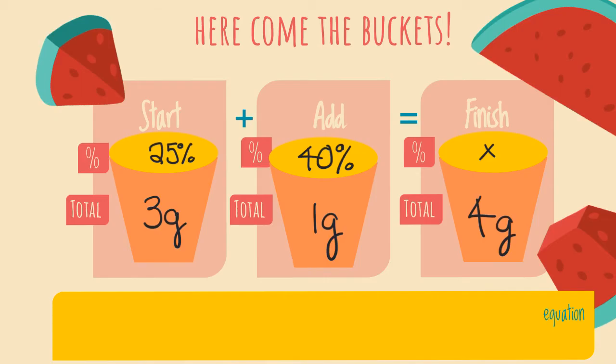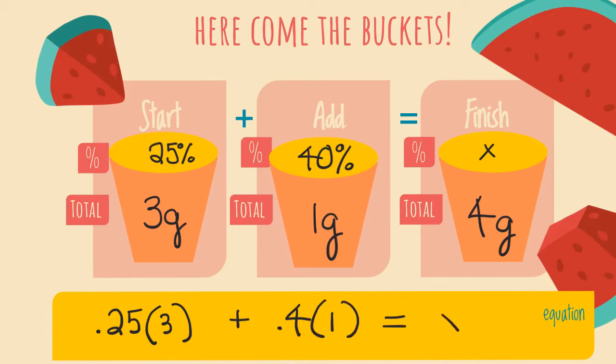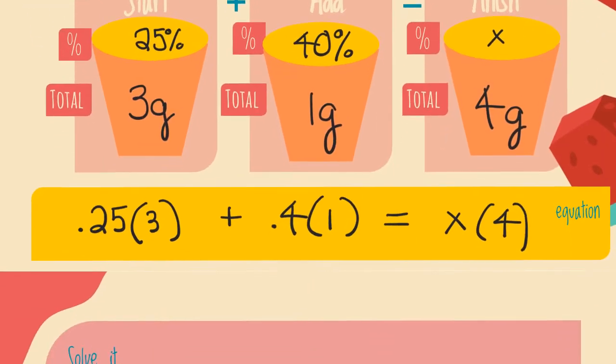So I know that 25%, or 0.25 of 3 gallons plus 0.4 times 1 gallon should give me X amount times 4 gallons. That's the equation I'm going to be working with in order to figure out what that percent is. And again, percents don't stack up. If you got 55% on the first test and 20% on the second test, it doesn't mean you now have a 75%. Main thing to always remember with percents.